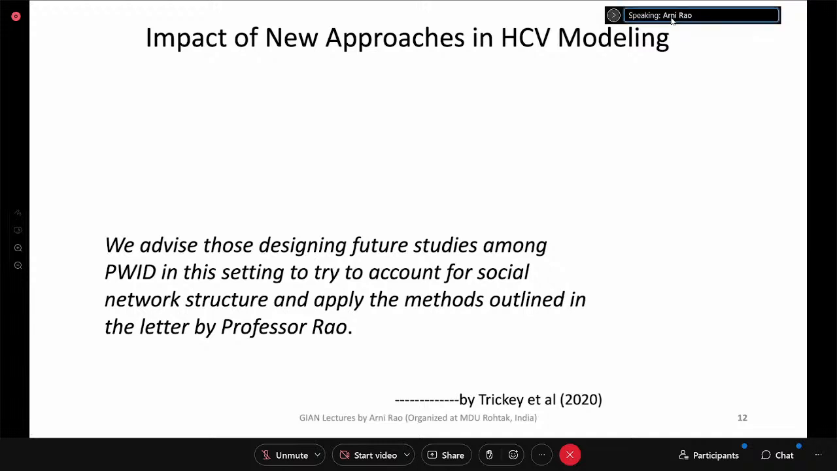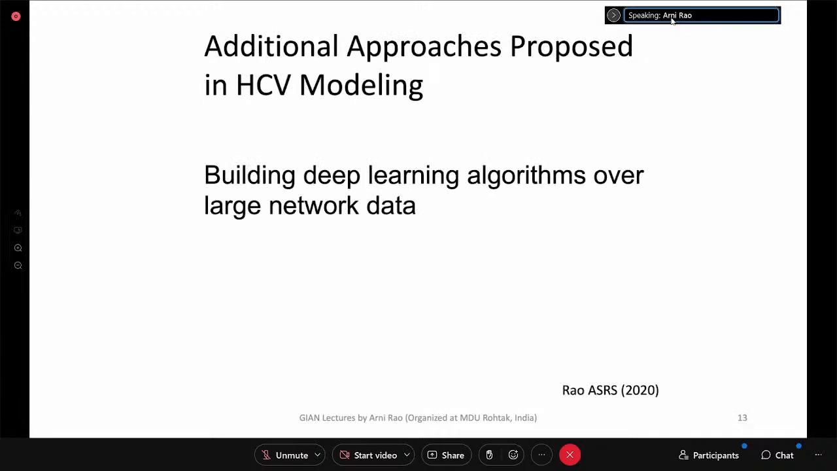Practically, formulating a graph, making it a subgraph and matching the subgraphs with other parts of the world can actually control hepatitis C. That's what has been promoted. And then the additional approaches: once this basic structure has been promoted, the additional structure is building a deep learning algorithm over a large network. That means we need to understand the total network using deep learning.